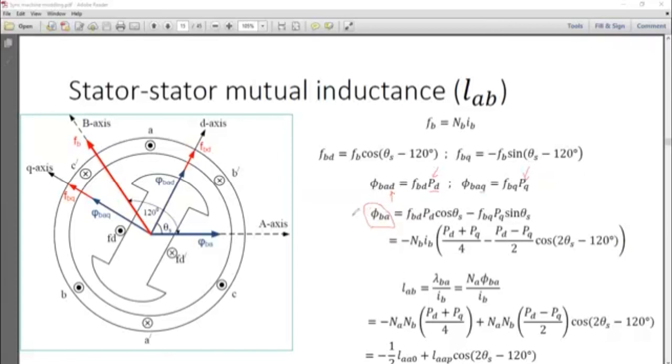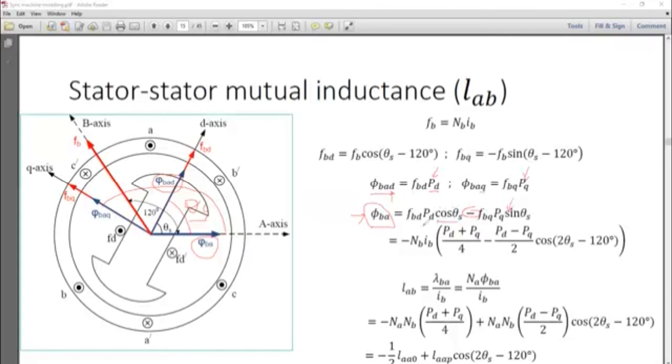So phi BAD and phi BA, what is the relation in angles? This is your phi BAD, and phi BA would be calculated along the A axis. What is the angle? Theta S again. So this is cosine theta S. Done. Phi BAQ, calculate the component along the A axis. What is the angle? 90 plus theta S, right? And because of that, you take the cosine component. Cosine of 90 plus theta S gives you minus sine.